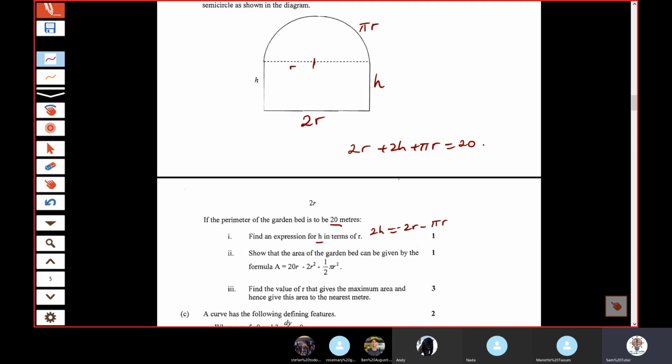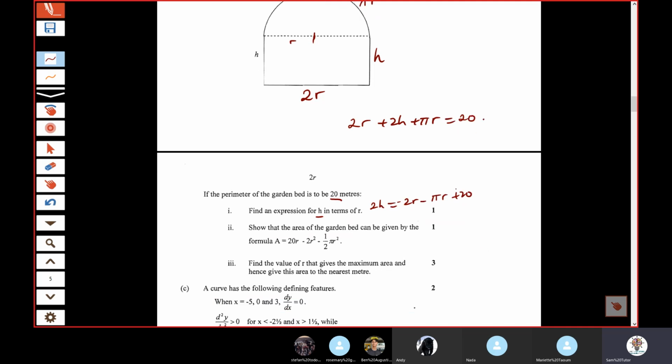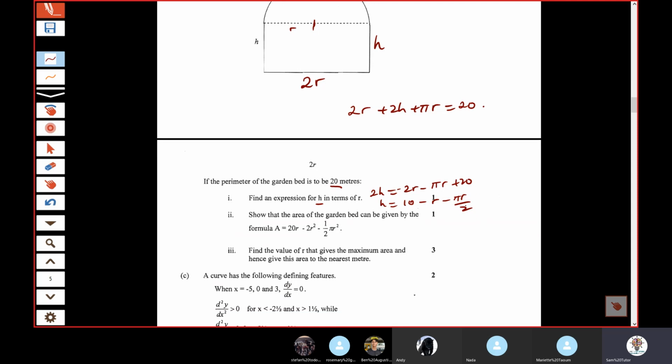Minus 2r minus pi r plus 20. That was really horrible, I forgot to do 20 minus those two. That doesn't matter, you guys will, I'm sure, write it a little bit neater. 10, take away r, take away pi r on 2. There you go, fix it back up. Alright, and got this, divide by 2. Good.